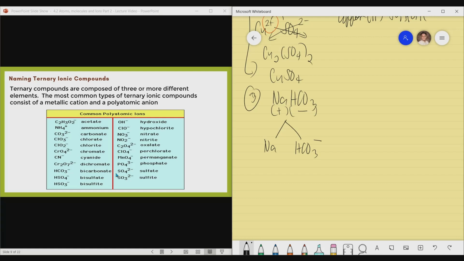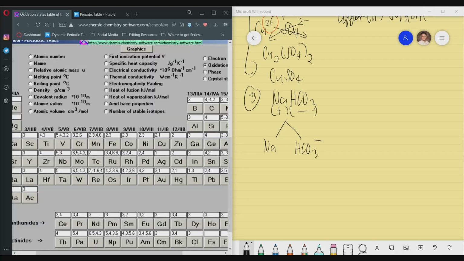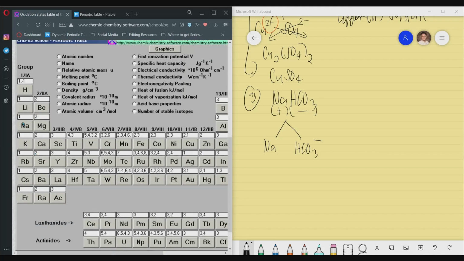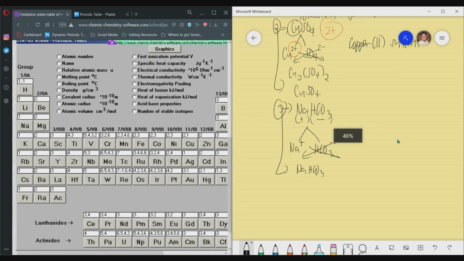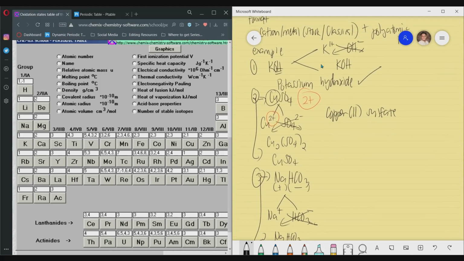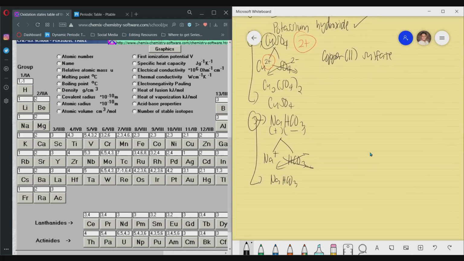Ngayon, tignan natin, anong charge kaya ni Na para maging NaHCO3 ang final answer. Looking at Na at the oxidation state, Na, sodium. Ay, ang ganda, isa lang. So, 1, positive. Pag kiniris-cross natin yan, you have NaHCO3. So, same. At dahil sa sodium ay may isa lang naman charge, okay? No need to do stock or classical, dahil isa lang naman ang charge ni Na.